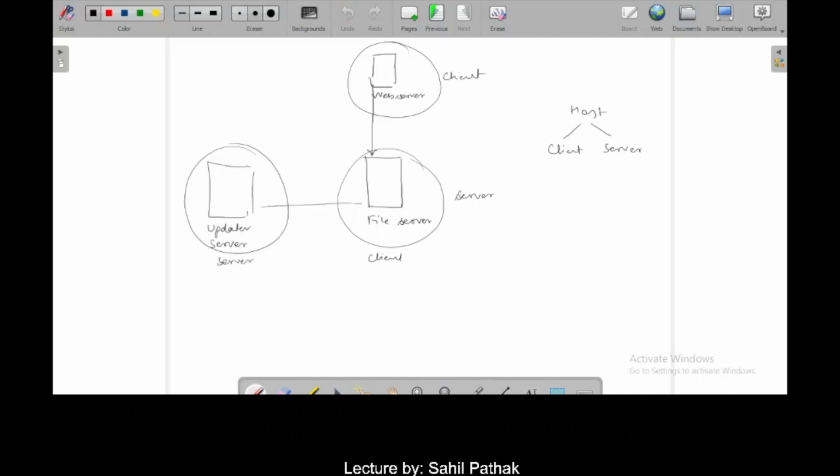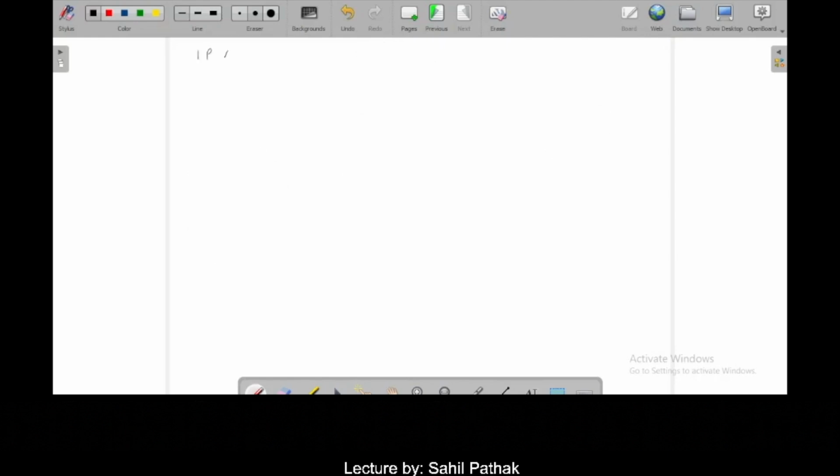Now we will see next, which is IP address. An IP address is nothing but the identity of each host in the network. That means every host in the network has an IP address, whether it is a client or a server.